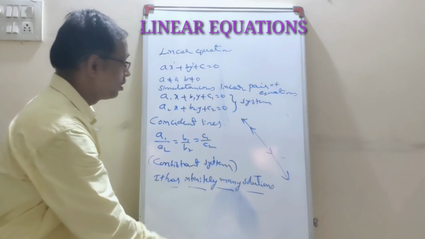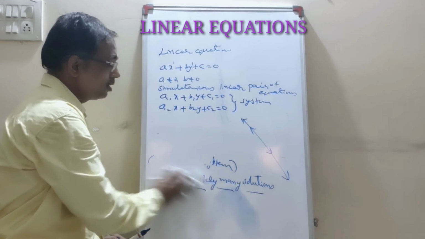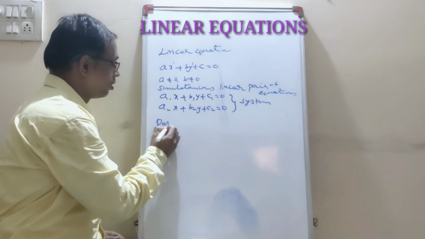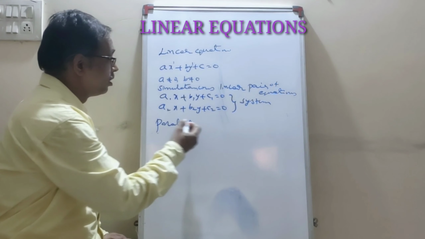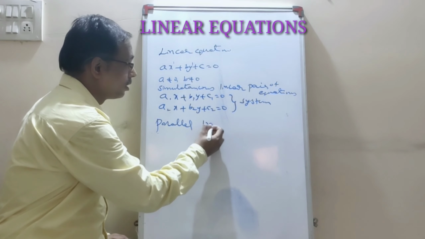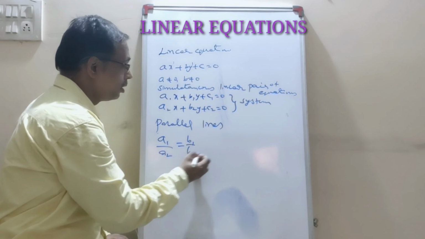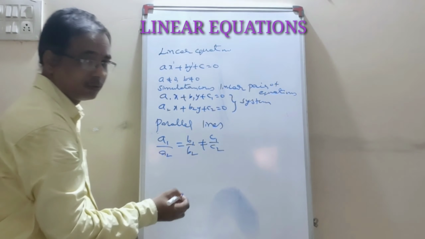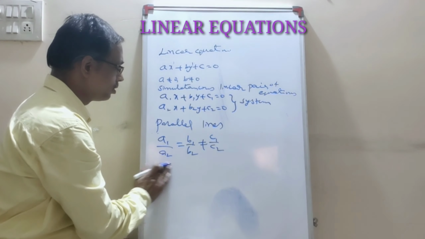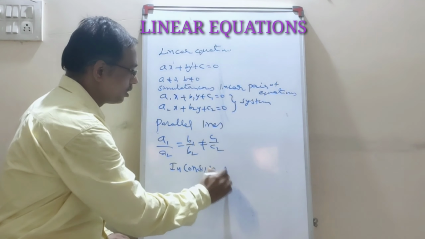And next, another nature is parallel lines. This is also by seeing the ratios of their x coefficients, y coefficients and constants. Here a1 by a2 is equal to b1 by b2 but not equal to c1 by c2. So it has no solution. The system is inconsistent. The system is known as an inconsistent system.